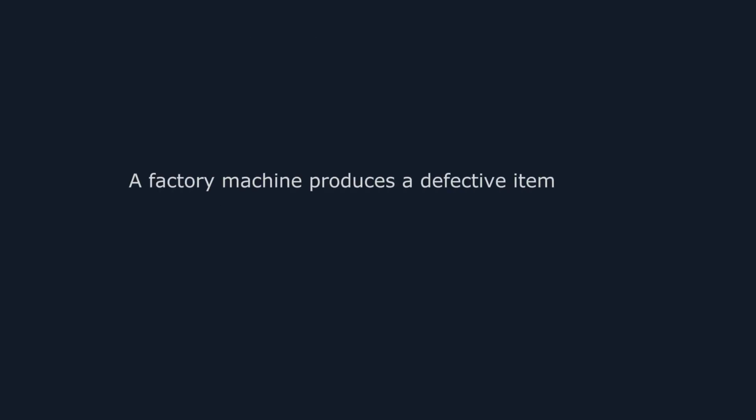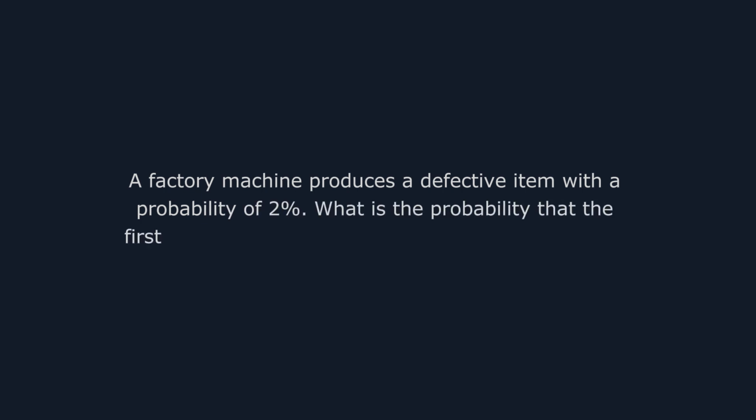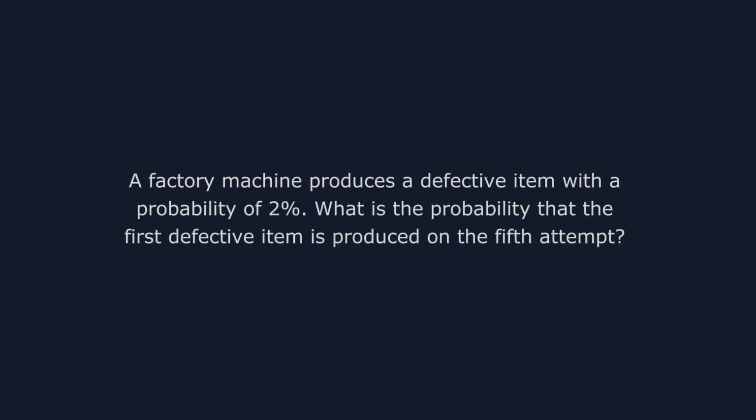A factory machine produces a defective item with a probability of 2%. What is the probability that the first defective item is produced on the fifth attempt? Just like our previous problem, this is a geometric distribution scenario because we're interested in finding out when the first success, or in this case, the first defect, occurs. The key word here is first, which tells us we're dealing with a geometric distribution.